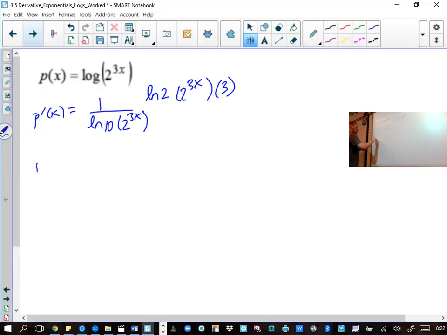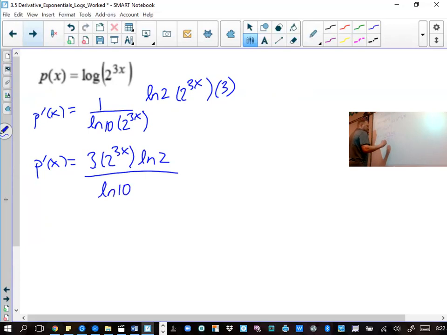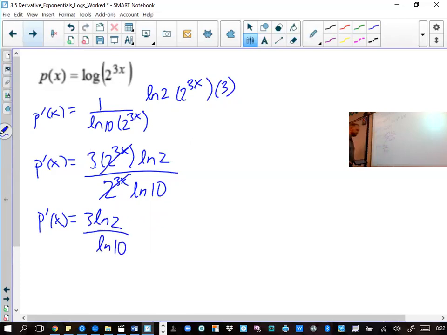And then we're going to simplify this. So this gives us 3 times 2 to the 3x natural log of 2 all over the natural log of 10. And I'm going to put the 2 to the 3x in front of that natural log of 10. So I have 2 to the 3x natural log of 10. And then we'll notice that the 2 to the power of 3x on the top and the bottom cross out. And we're left with p prime of x is equal to 3 natural log of 2 over the natural log of 10.